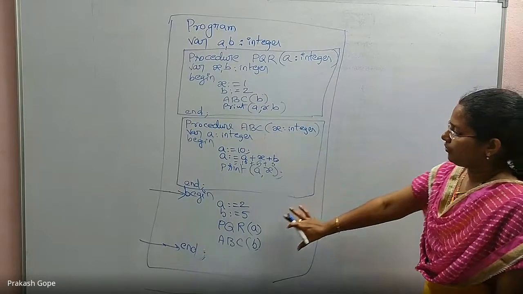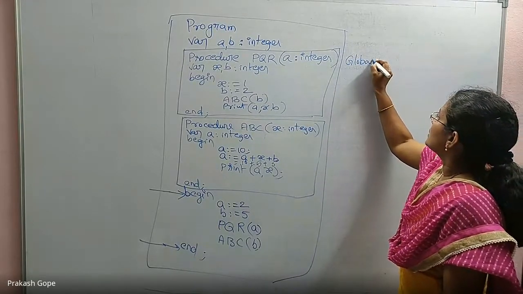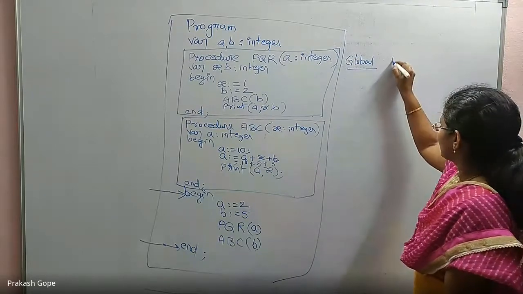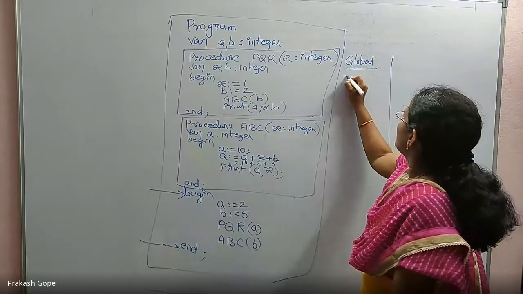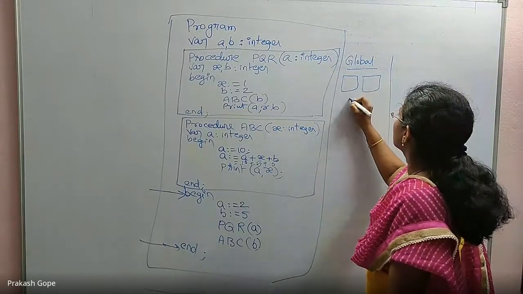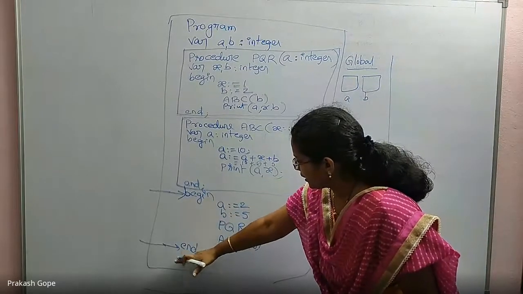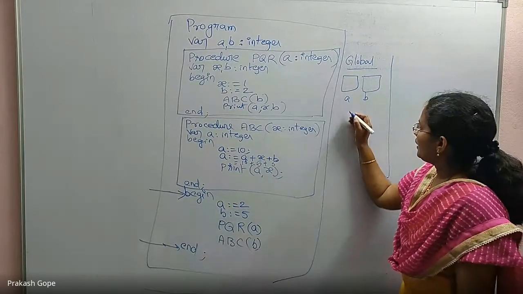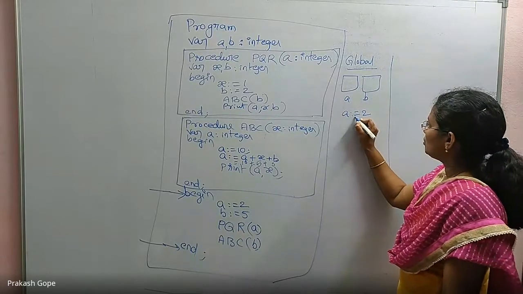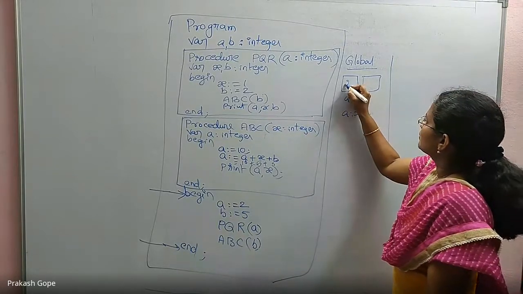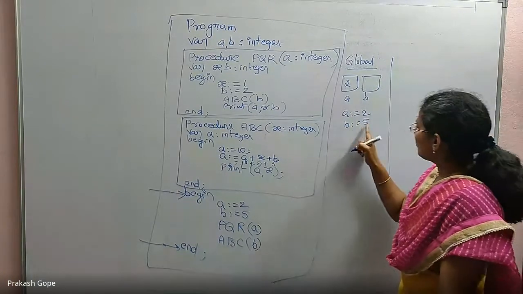Obviously, the program always starts with the global environment, right? So this is the global environment. Variables are A and B, so declare A and B here. Start execution. Program execution always starts here and ends here. This is the global program statements: A equal to 2, obviously global A, then B equal to 5, obviously global B.